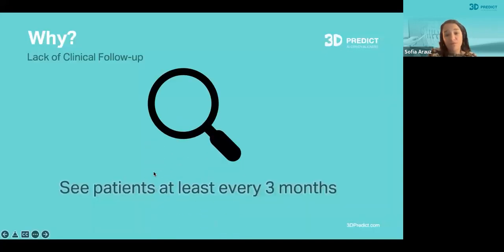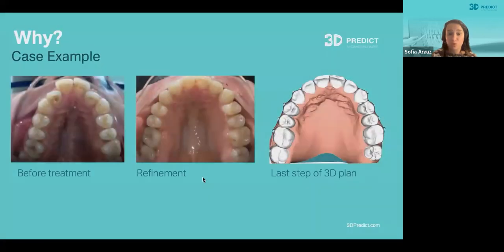Also, lack of clinical follow-up. Even though the PDF form is the roadmap to your 3D plan and is going to tell you when to see those patients, know that at the very least, you should see your patients every 3 months. We really think that 3 months is the key number to make sure things are tracking, to make sure your patient is being compliant, and to make sure that you are happy with what you're seeing in the mouth. And to take those pictures, like I said, to show your patient.